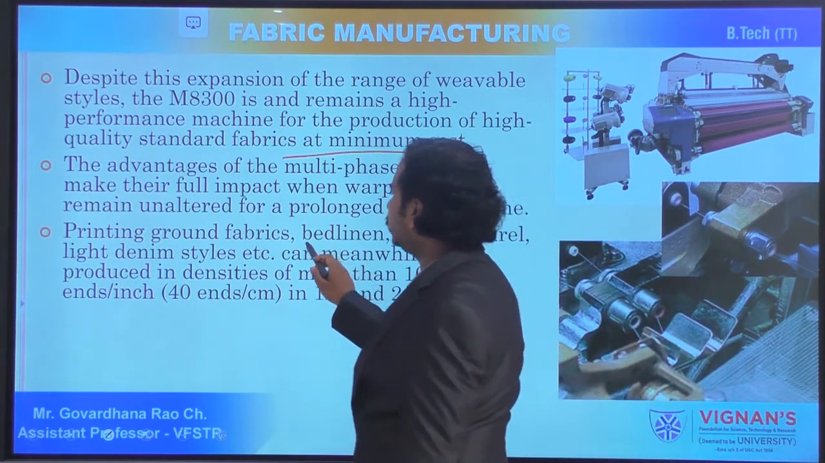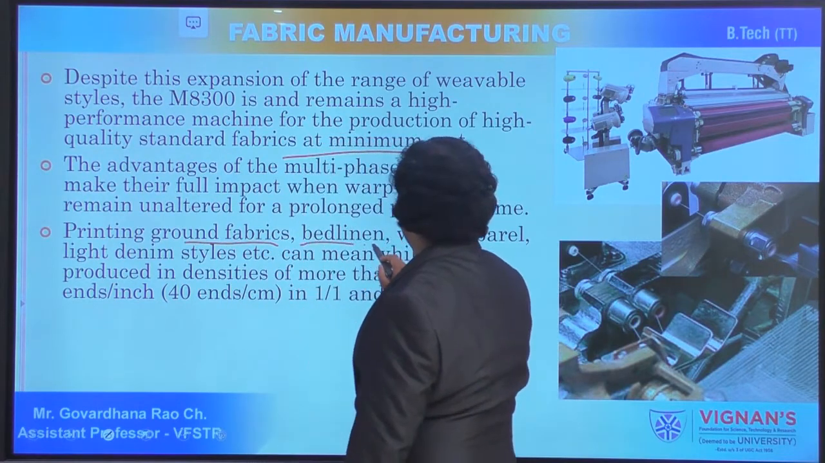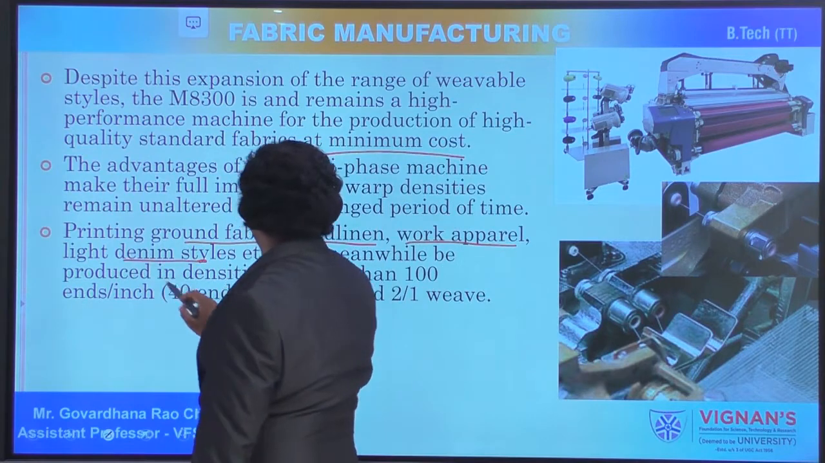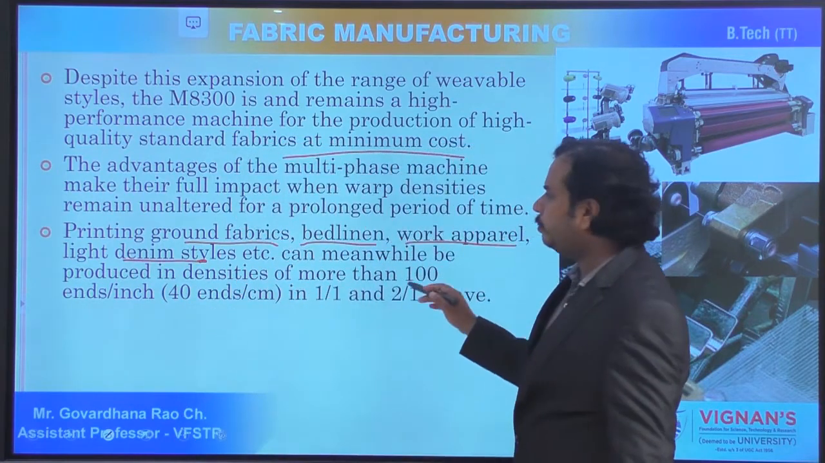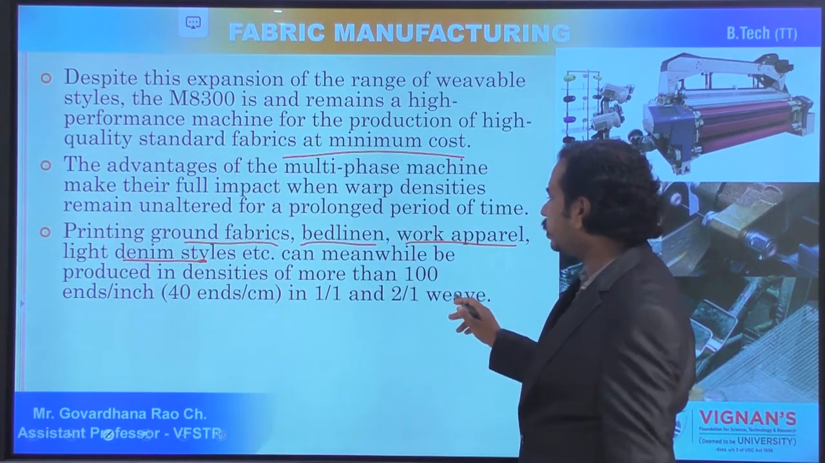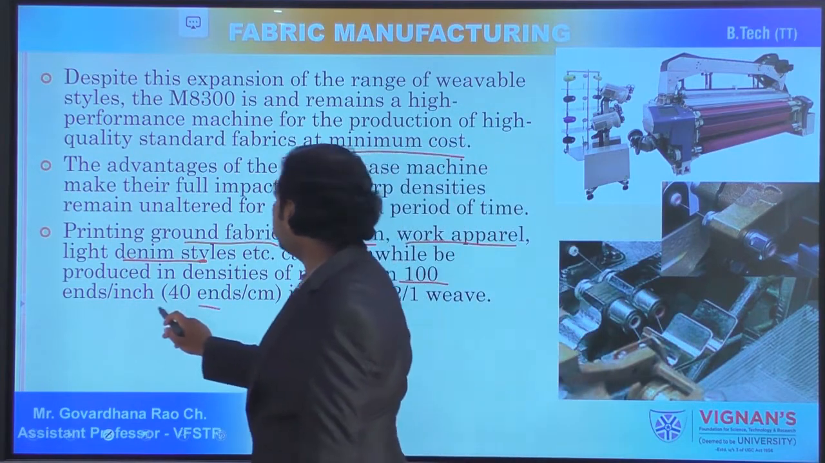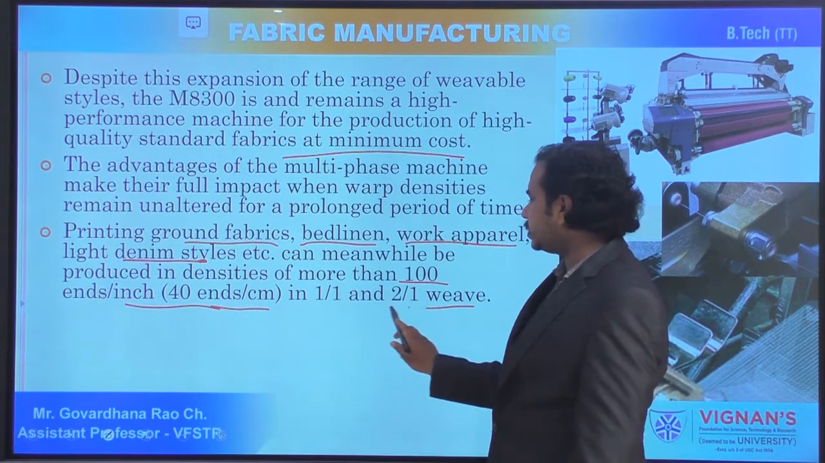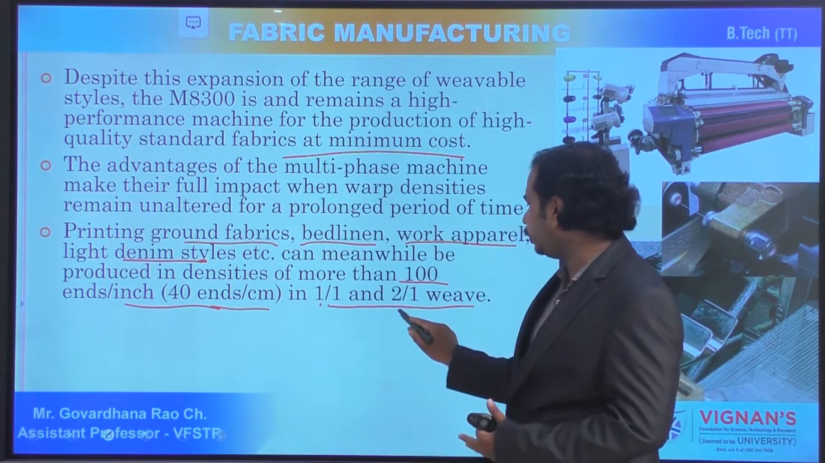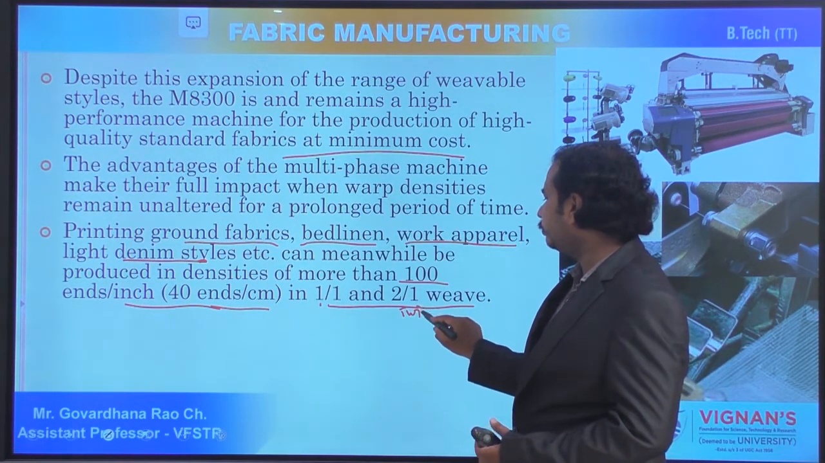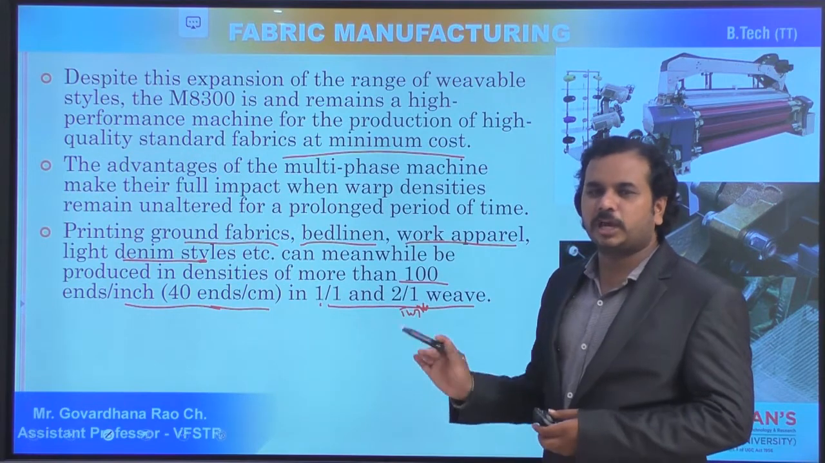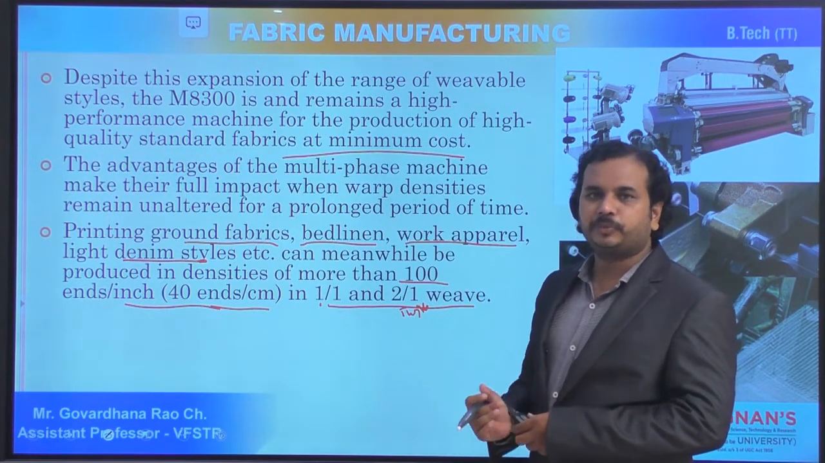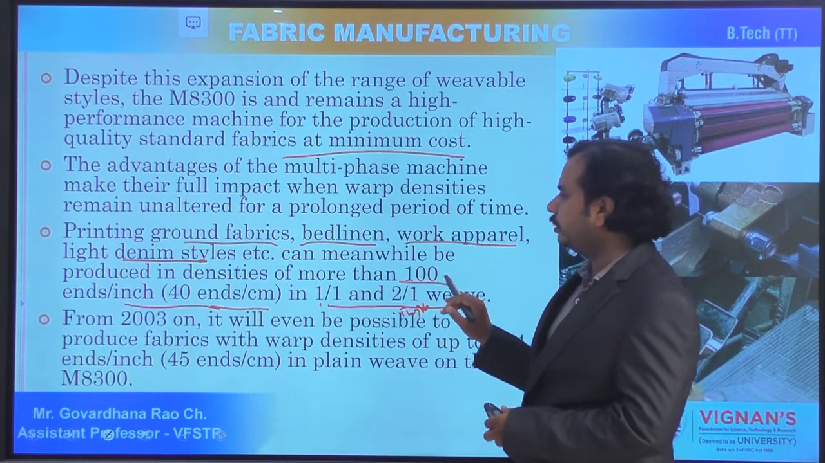And these are a few applications, like printed ground fabric, bed linens and work apparel, light denim styles, etc., which can meanwhile be produced with densities of more than 100 ends per inch or 40 ends per centimeter with the weaves, as I told, like plain weave and twill weaves, 2x1 twill. So basic weaves are going to be produced in the case of multiphase weaving machines. Okay, so these are the things.